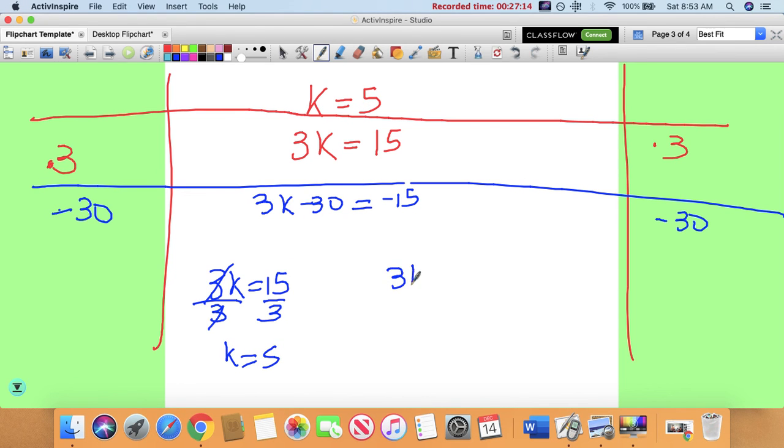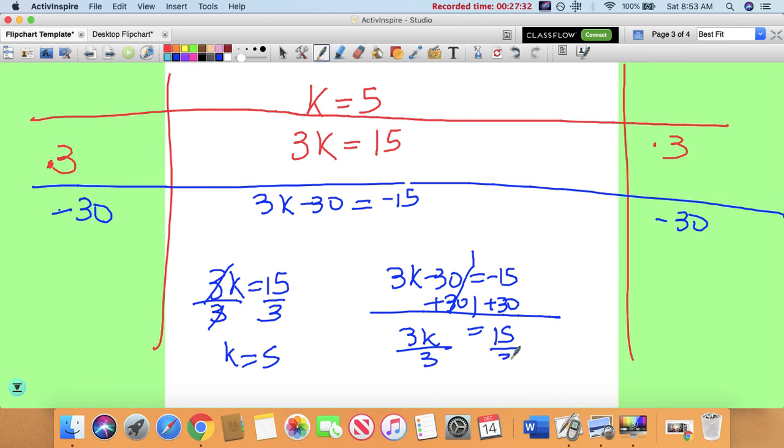The second one, 3k minus 30 equals negative 15. Right? So if we actually were to do our solving, we would do plus 30 here, plus 30 here. Then we get 3k, this goes away, and negative 15 plus 30 is just 15. Then we divide by 3, and we get k equals 5. So both of the equations we just created equal 5. So we're good so far.